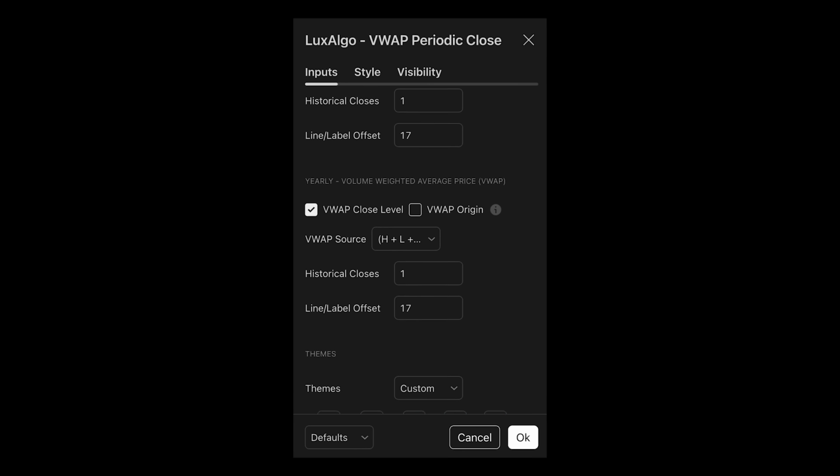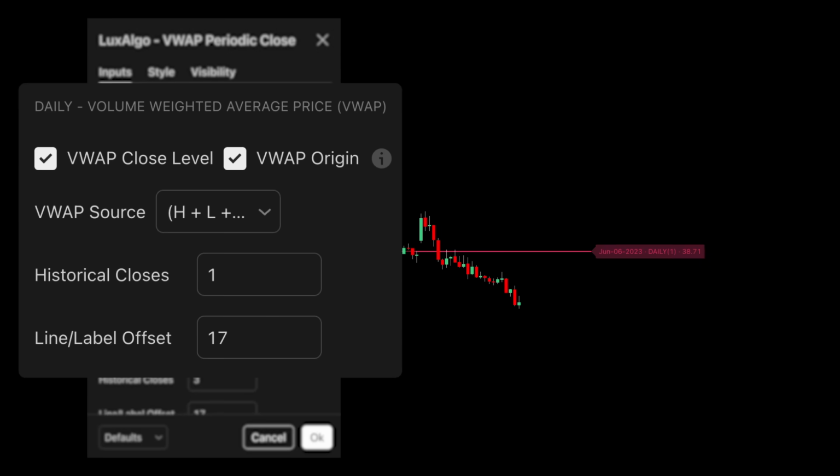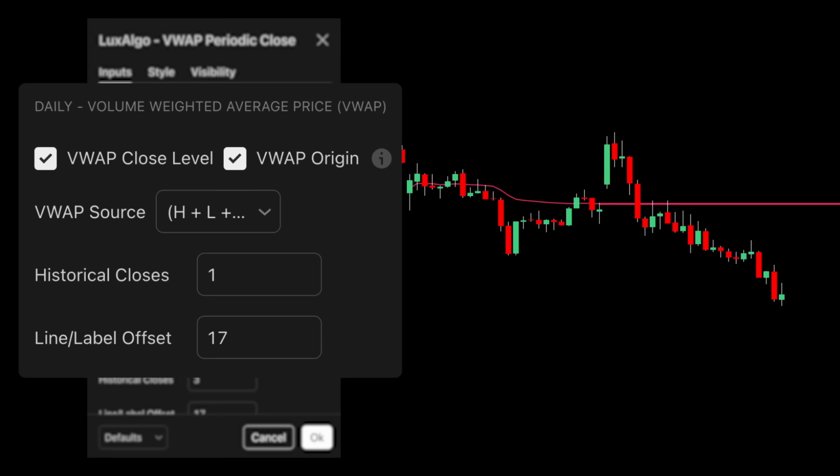If you head into the settings, you'll see separate sections for daily, weekly, monthly, quarterly, and yearly VWAPs. Each has the same set of options. First up, 2 checkboxes. One for plotting the VWAP close level, and one for the origin line, which draws the entire path from the starting point. Want a cleaner chart? Just toggle off the origin line and keep only the latest close.